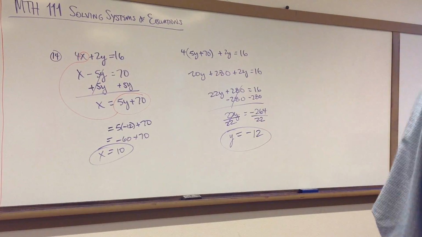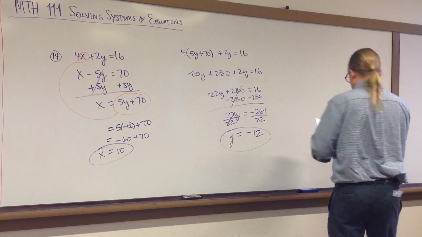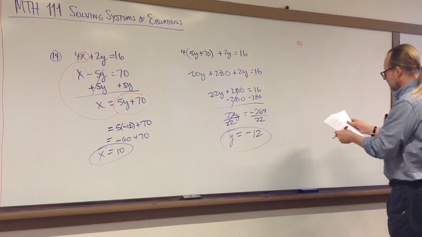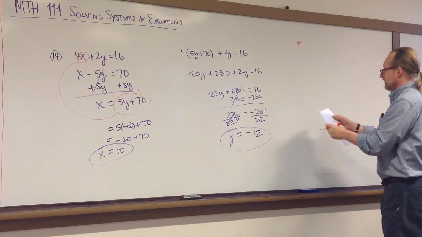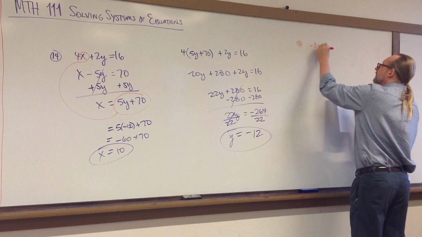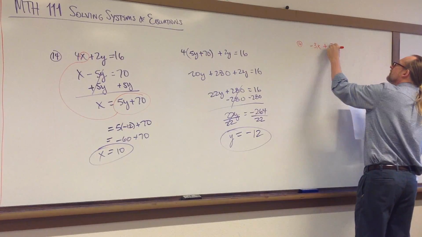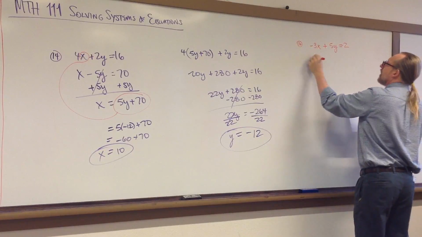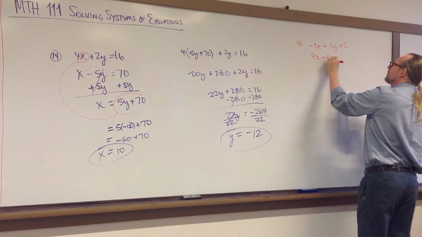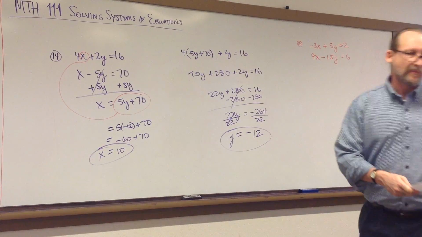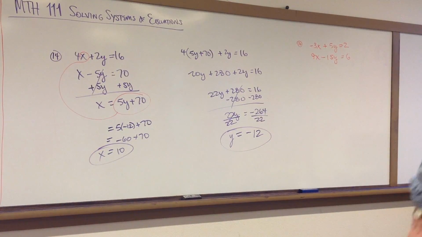Problem 16 is a good illustration of what we were talking about in the problem before this one. Going back to problem 12, I think it was. All right, problem 16. Negative 3x plus 5y equals 2. 9x minus 15y equals 6.